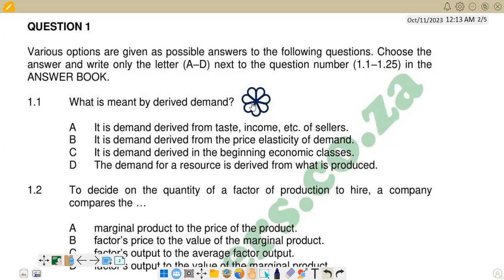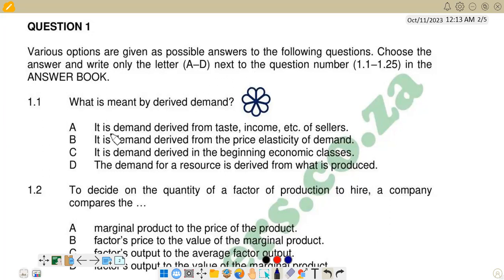Right, we'll look at the first question. The first question is saying what is meant by derived demand. So basically, derived demand on its own refers to that the demand of a certain product depends on a certain product. So that's the basic explanation in terms of derived demand. The demand of a product is derived from the demand of another product. So let's go through the responses and try to see which response fits that explanation.